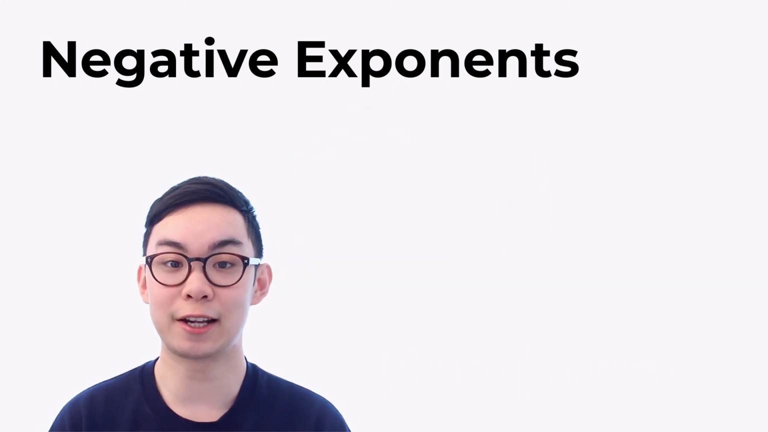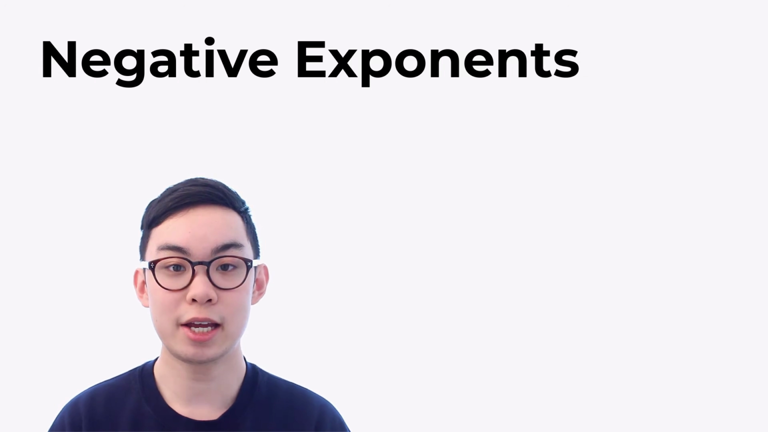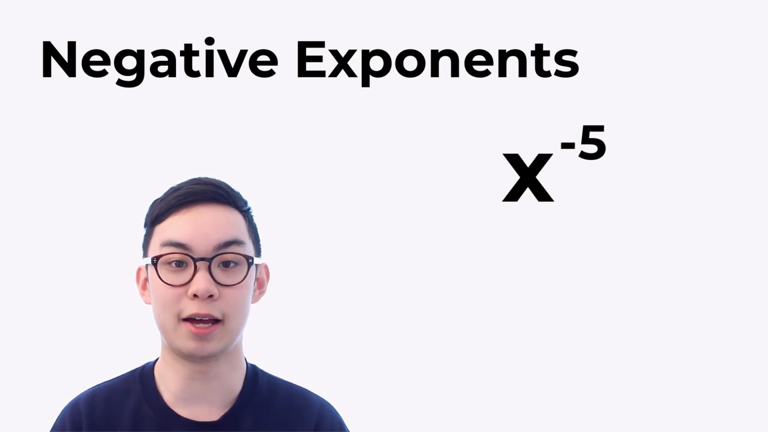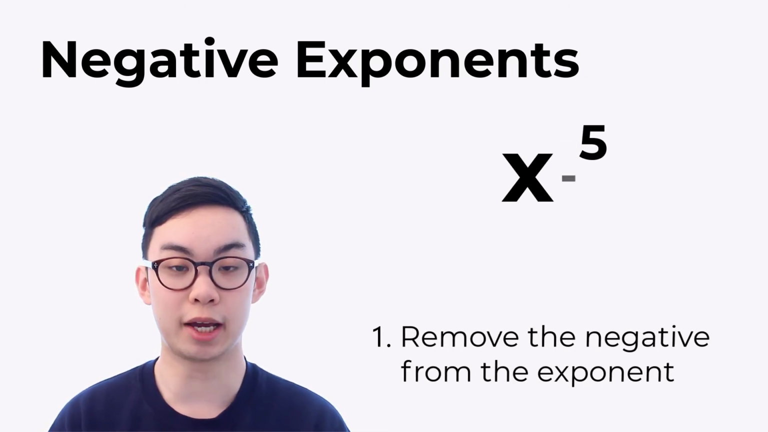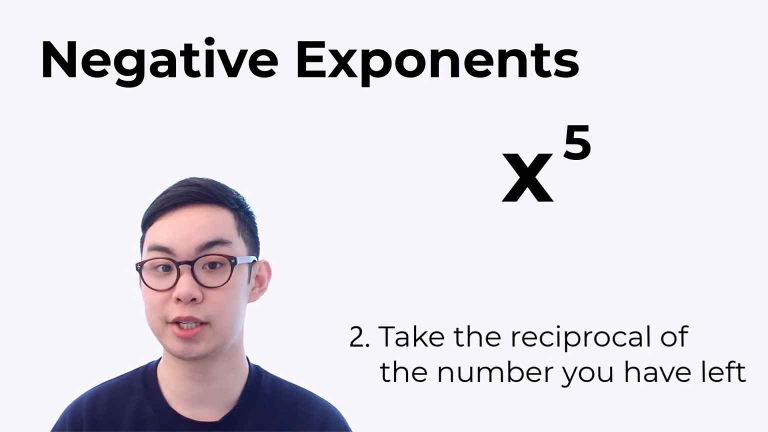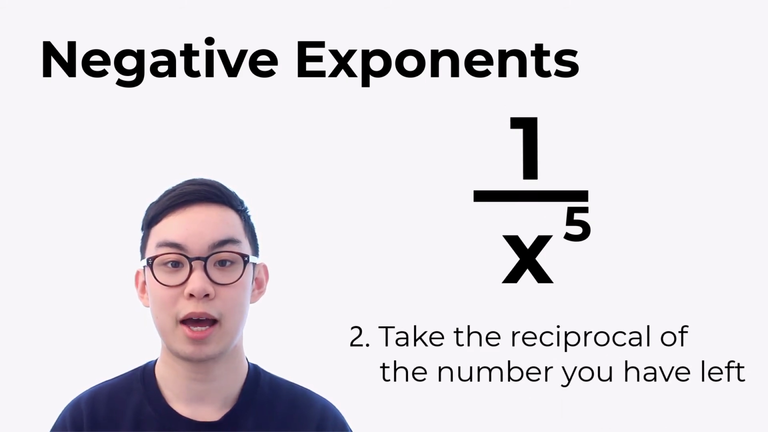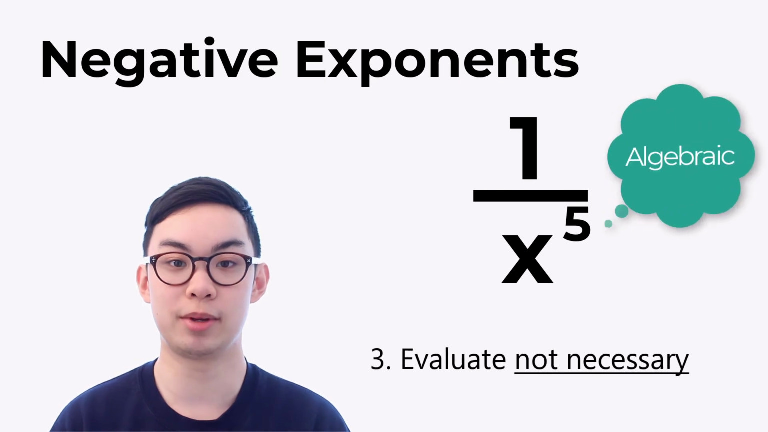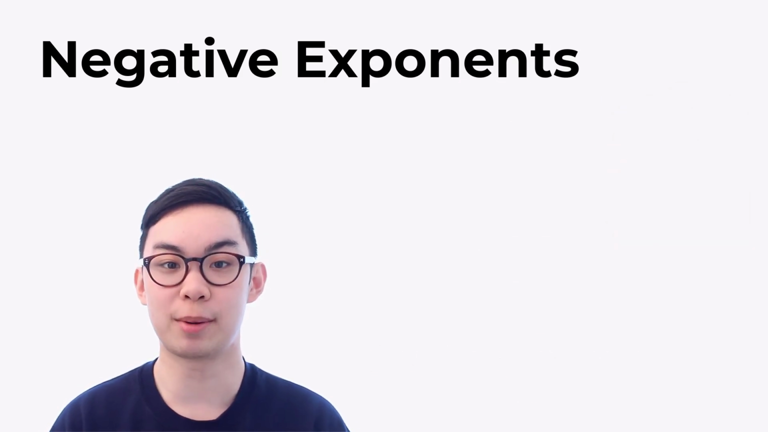Alright, let's take a look at an example that's algebraic. Here, I have x to the negative 5. Well, I just remove the negative, I take the reciprocal of this number, and then I don't need to evaluate because it's algebraic. Alright, let's take a look at some trickier examples.